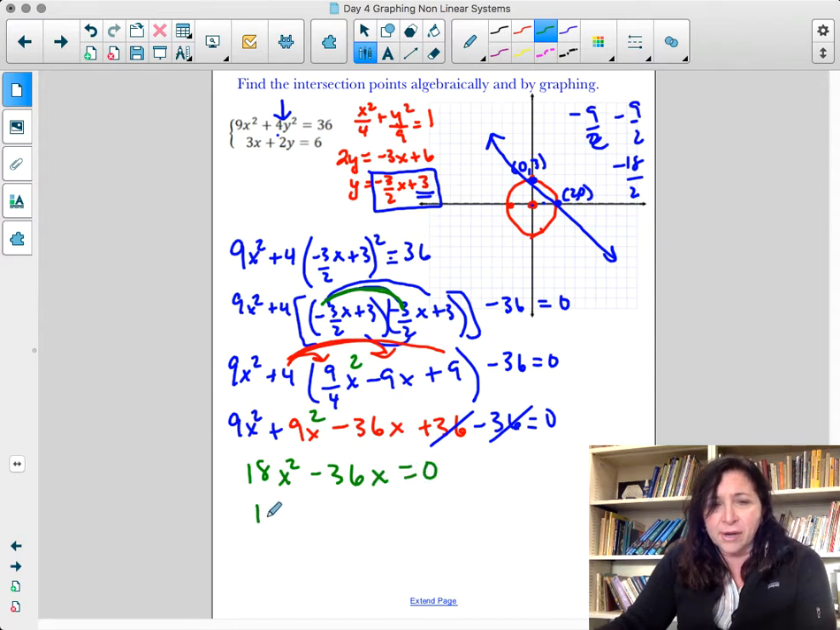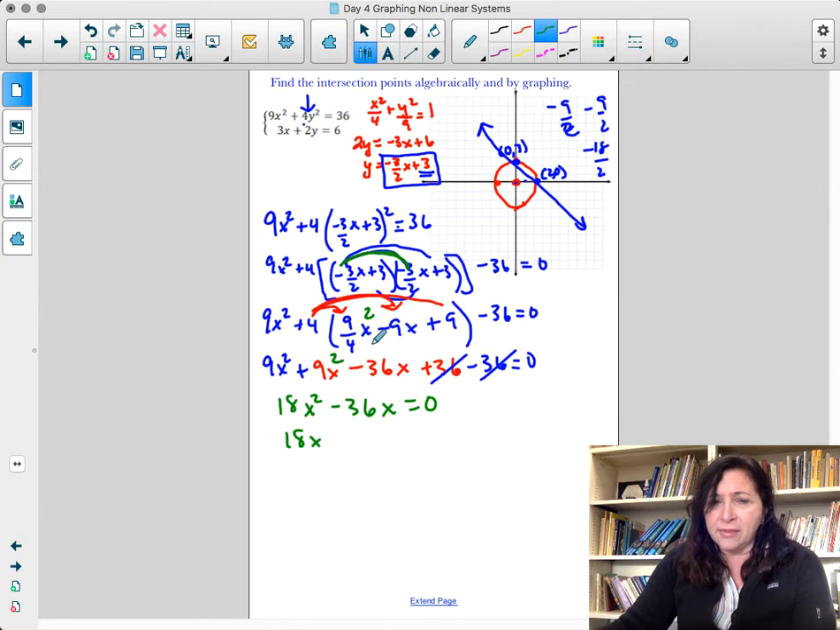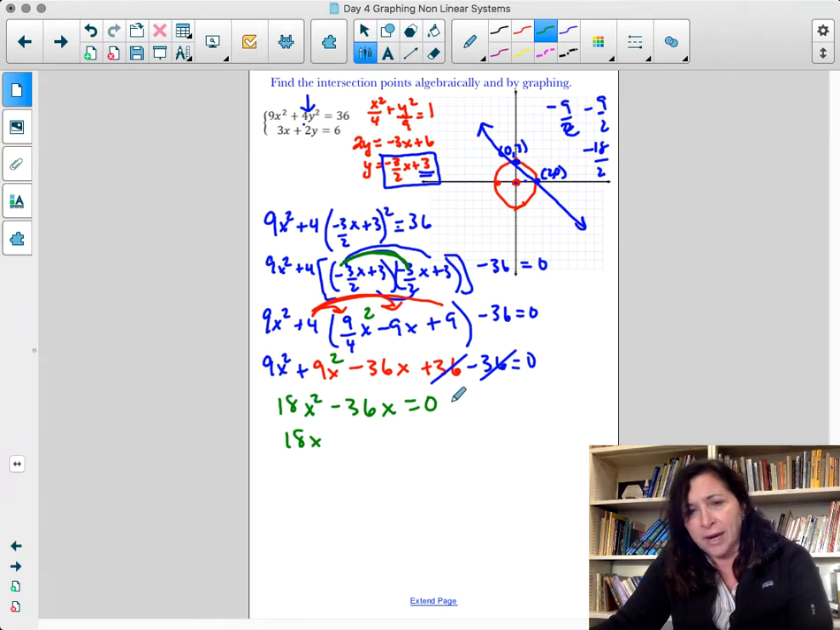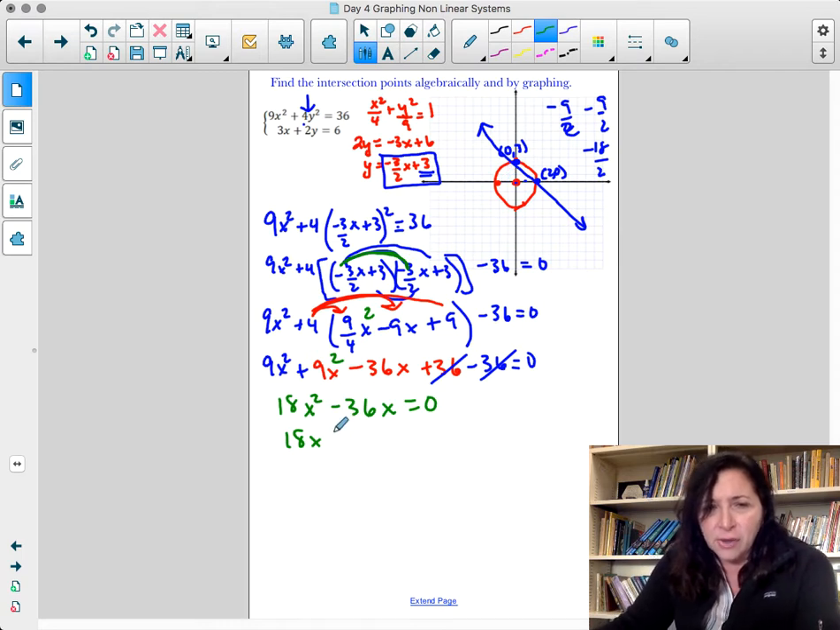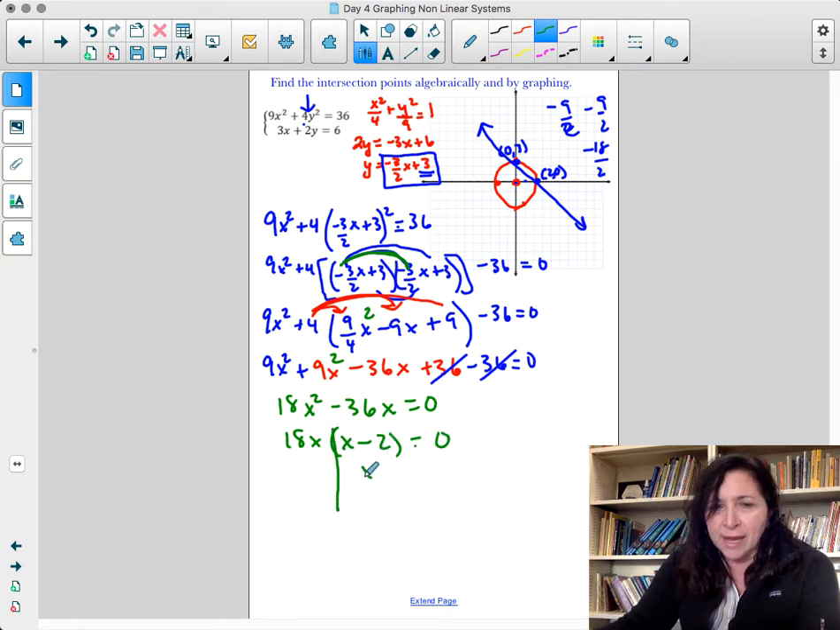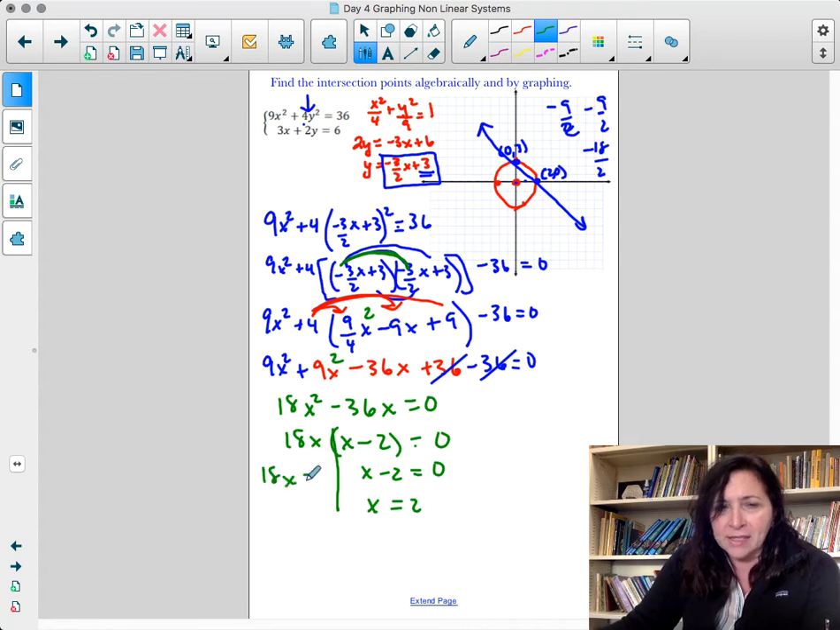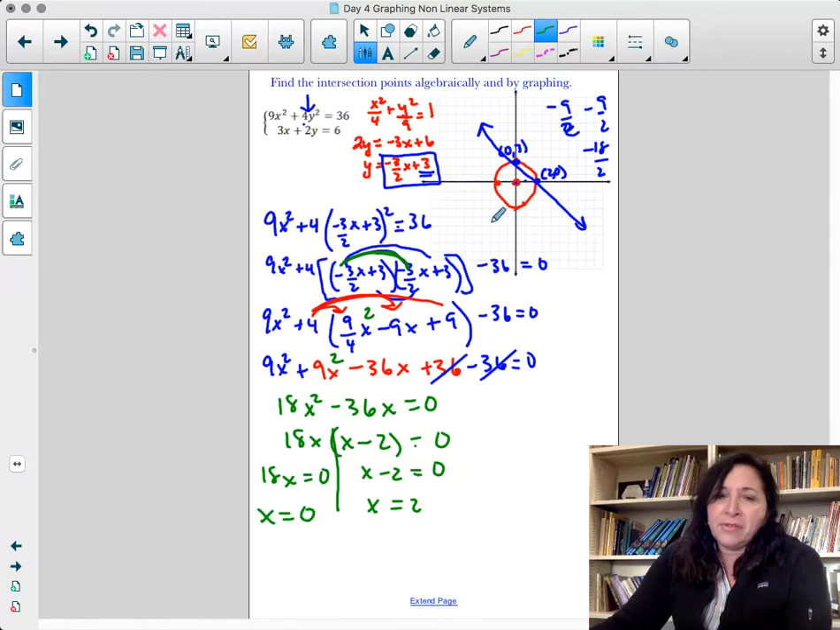So I'm going to take out an 18 and an x. Don't divide anything out because remember, this is quadratic. And if you divide out like 18x, you're going to lose one of your points. So don't do that. So you have 18x times x minus 2 is equal to 0. I'm going to split this up. I get x minus 2 equals 0, x equals 2. I get 18x equals 0, and then divide by 18, I get x equals 0. So now I realize that I have two values that I'm going to be plugging back into my equation.